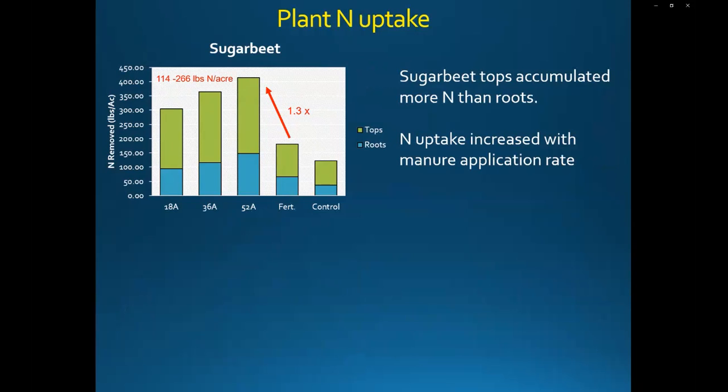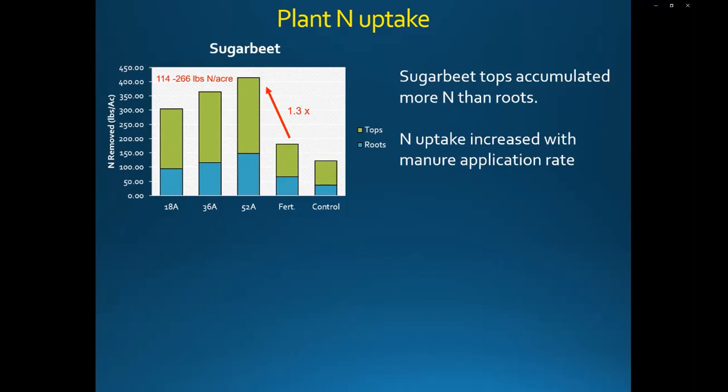In the sugar beets, we looked at both the amount of nitrogen accumulated in the tops and in the roots. And what you can see is that the tops accumulate quite a bit more nitrogen than the roots do. And within the sugar beet, there was a significant effect of nitrogen uptake with increasing manure application rate. So when we look at the difference between the nitrogen uptake in the fertilizer versus the highest manure application rate, the highest manure application rate took up 1.3 times the amount of nitrogen than the fertilizer treatment did.